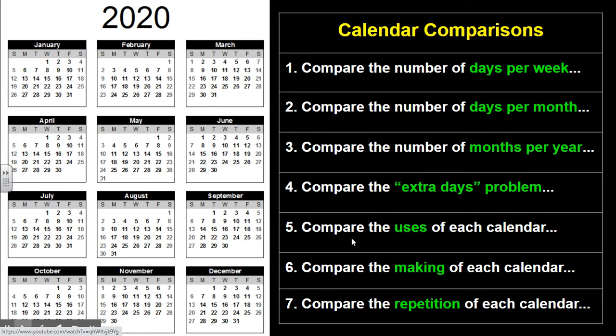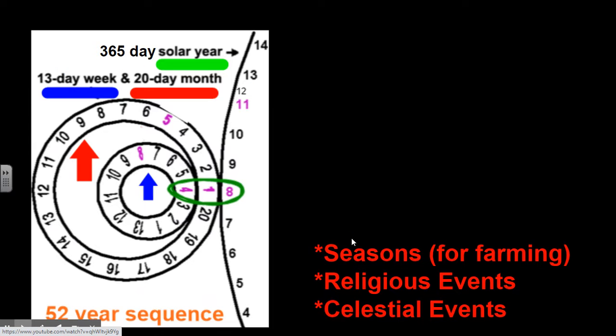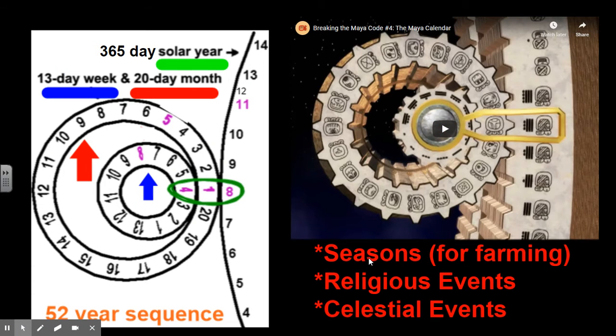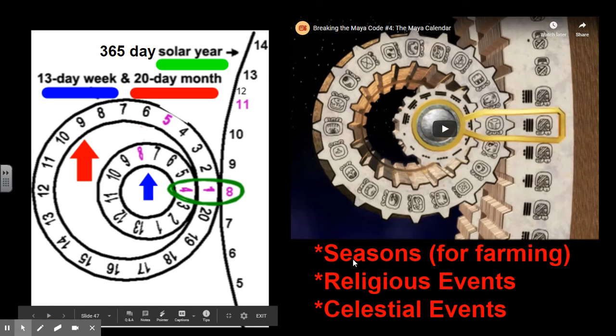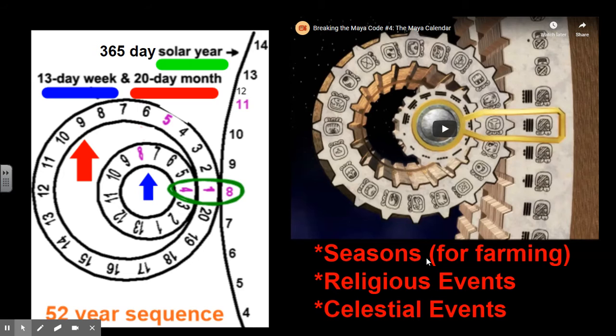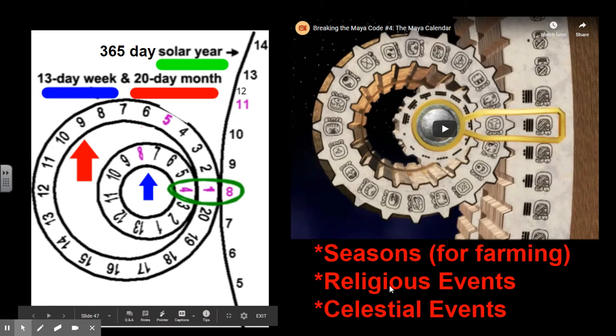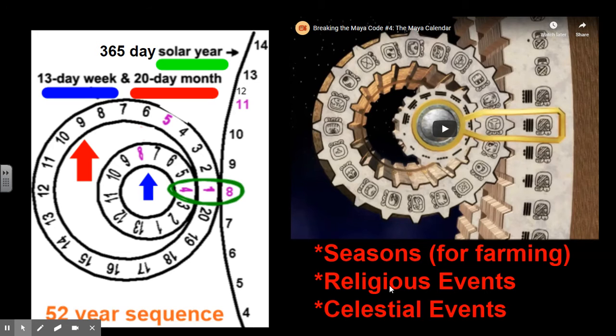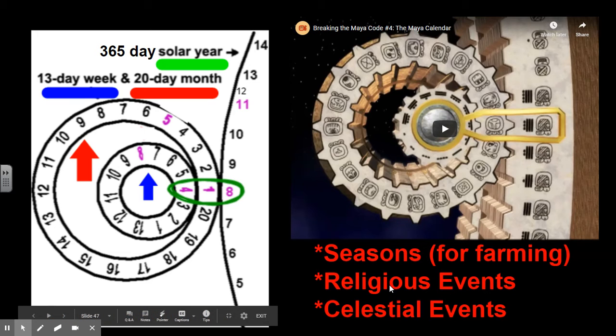All right, number 5. Compare the uses of each calendar. Well, I'm going to go back here for a second and we're going to look at the uses. Okay, these were the uses for the Mayan calendar: the seasons for farming, religious events, and celestial events. Okay, now let's think about their calendar and our calendar. Do we keep track of the seasons on our calendar? Not so much. And especially for farming. Do we keep track of anything on our calendar specific for farming purposes? Not really. Okay, so that one is kind of different. Religious events. Do we keep track of religious events on our calendars? In a lot of cases, yes, we do.